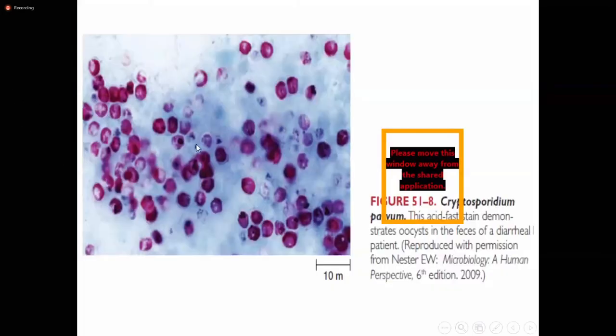This is the modified acid fast stain. These oocysts, look at them, purple or red in color. This is the Cryptosporidium parvum.